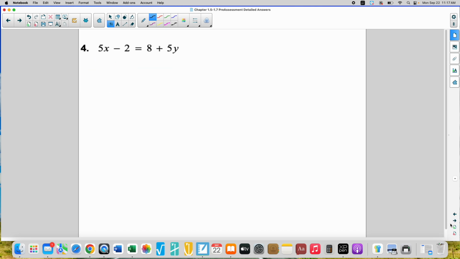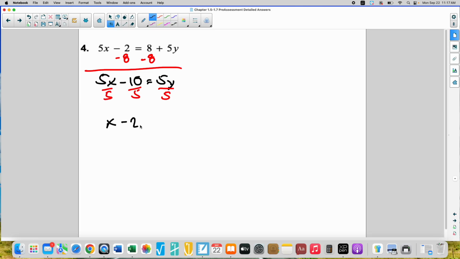These are nice and easy. Okay, I'm isolating for y. I've got to remember which variable I'm isolating for. I'm going to minus this 8. I'm going to match it with a like term on that left side. 5x minus 10 equals 5y. Dividing by 5, divide everything by 5. x minus 2 equals y.